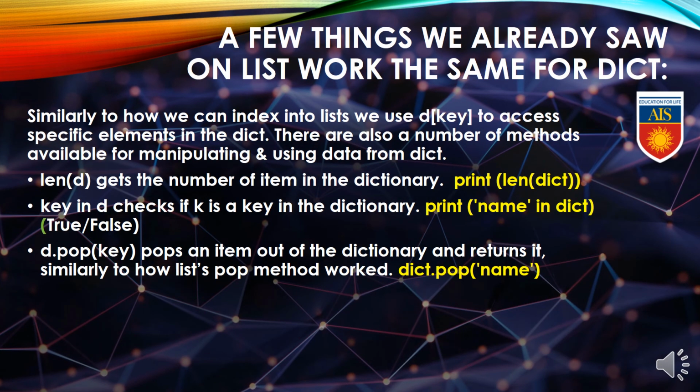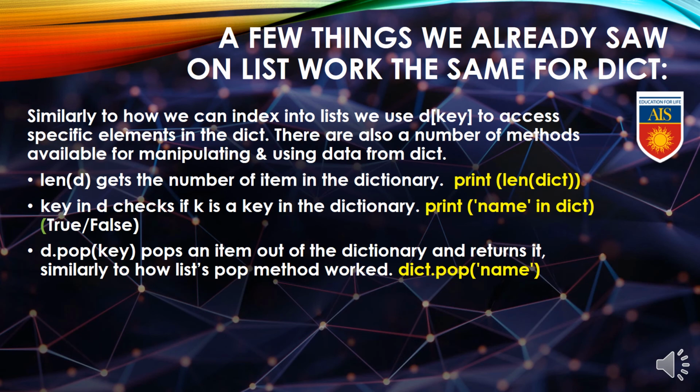A few things we already saw on the list work the same for dictionary. Similarly to how we can index into a list, we use the key to access specific elements in the dictionary. There are also a number of methods available for manipulating and using data from the dictionary. len(d) gets the number of items in the dictionary. For example, print len(dict). That means it will print the length of the dictionary.